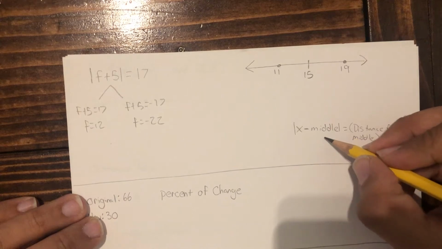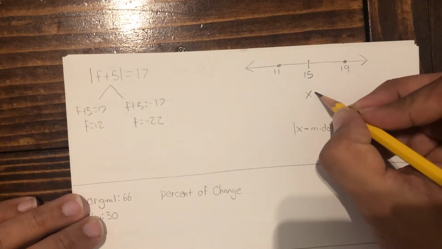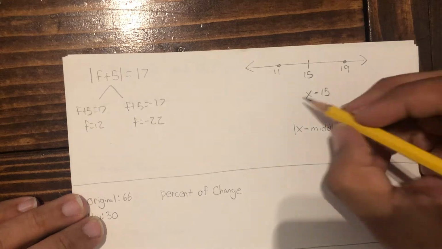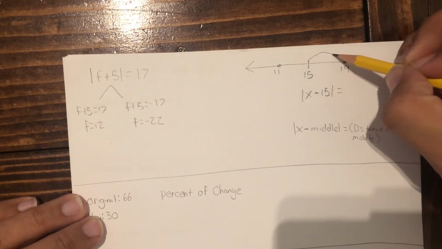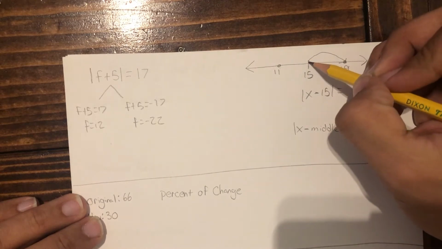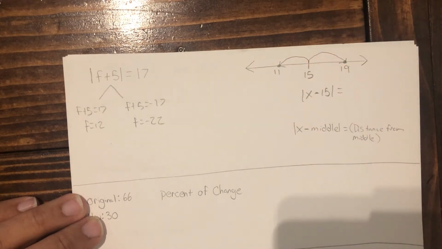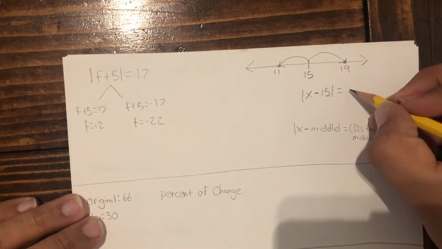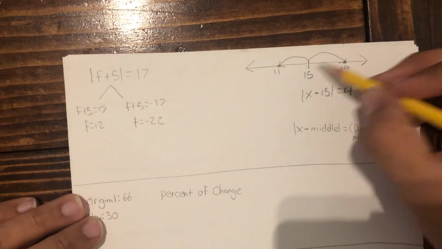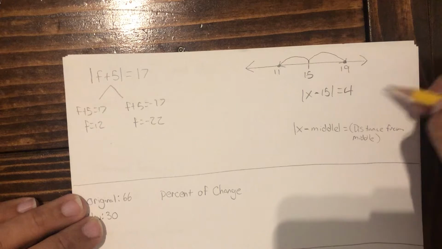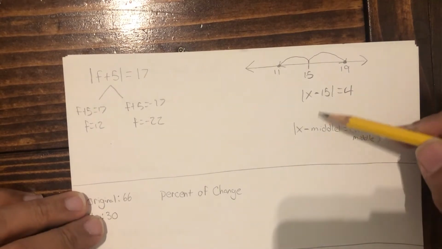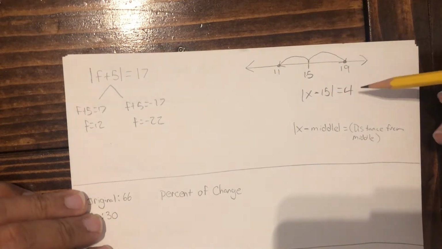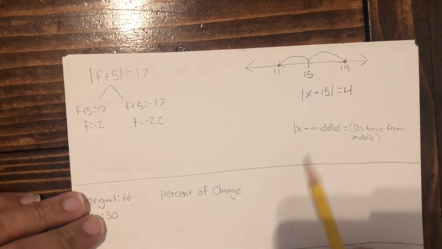So the middle number goes in the equation. It's going to be the absolute value of x minus 15 equals the distance between these two numbers. The distance between those two numbers is 4, so 15 to 19 and 15 to 11 is 4. So this equation right here will have two answers. One of them will be 11 and one of them will be 19 if you try it out. I wrote down a quick explanation of which one goes where.